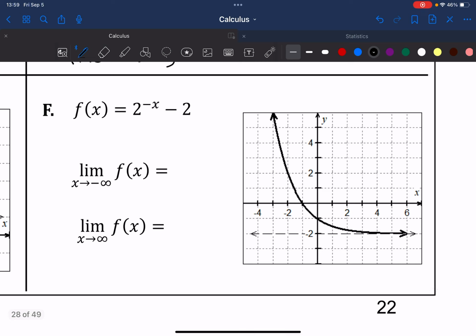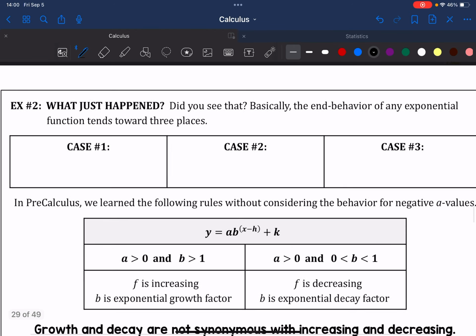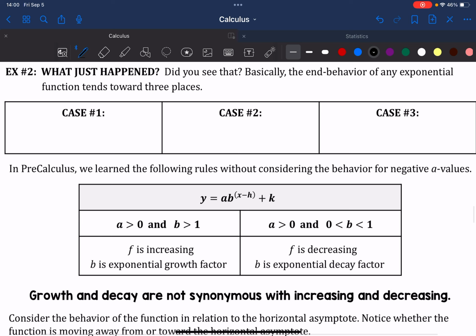And then lastly, f, looking at the left side, we see that the function is going towards infinity. And then on the right side, the function is approaching that horizontal asymptote at negative 2, which tells us that it is decreasing. So basically, we saw three things happen here. We saw either it approaches negative infinity, positive infinity, or an asymptote of some sort, y equals b.